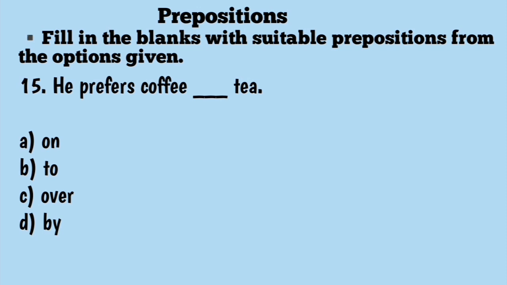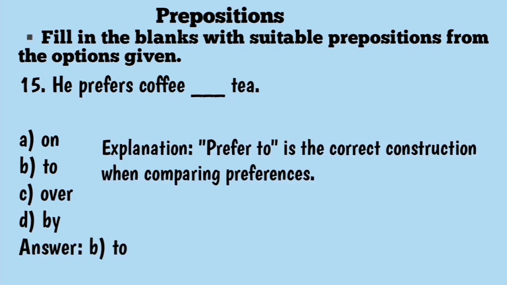Next, he prefers coffee dash tea. Option A on, option B to, option C over, option D by. Answer is option B to. Prefer to is the correct construction when comparing preferences.